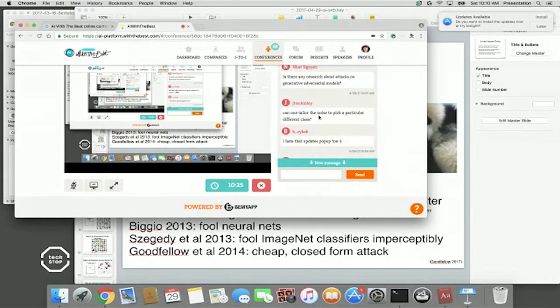Someone asked, can one tailor the noise to pick a particular different class? One thing I want to emphasize is that it's actually not really noise, it's carefully calculated. So it's a very systematic, deterministic modification rather than noise. But yes, you actually can change the noise to pick a specific different class. You won't necessarily always get that class. One thing that people study is the rate at which attacks can succeed at giving the class that you want.